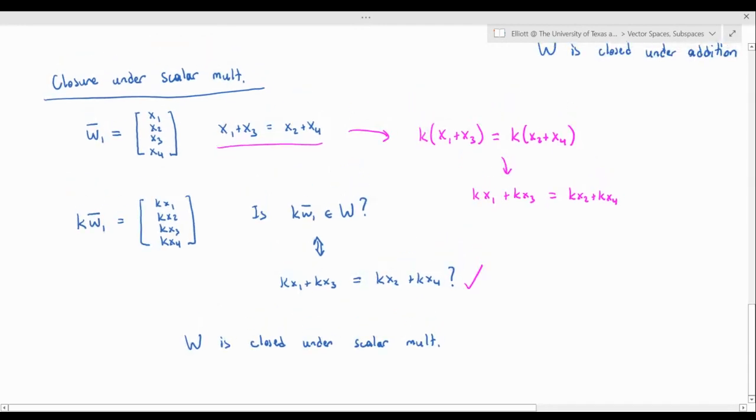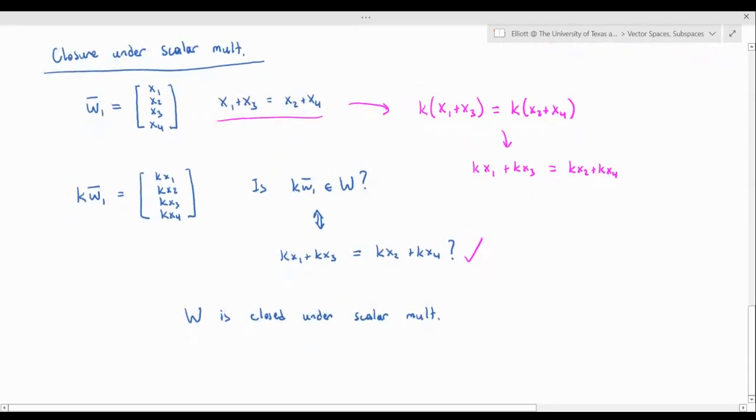Sorry, would it be possible to explain this again, if that's okay? Yeah. So with closure under scalar multiplication, you want to start with a vector that's inside of your set already. So we have this vector w1, which we're assuming is inside of W. So therefore, we're assuming that it satisfies this defining condition to be inside of W. What we do is we multiply it by a scalar. So multiplying by k gave us this new vector here.